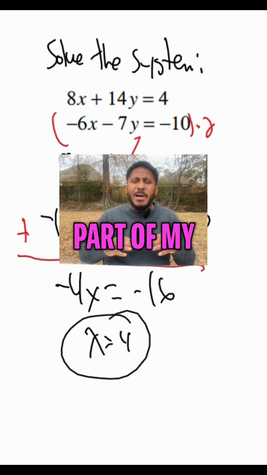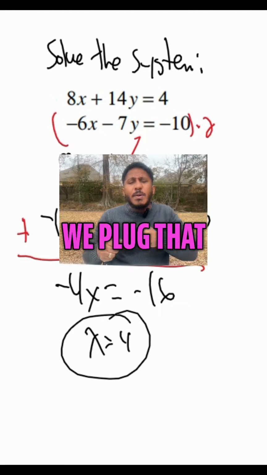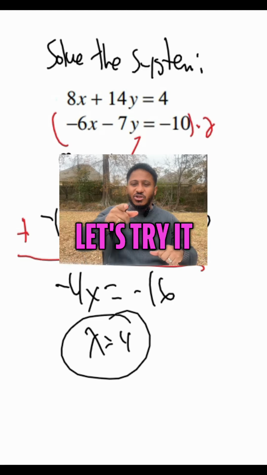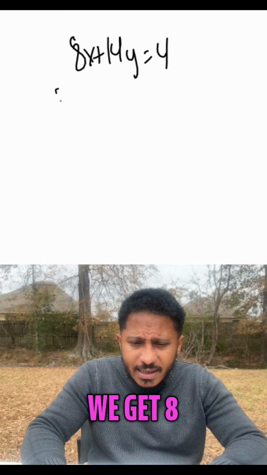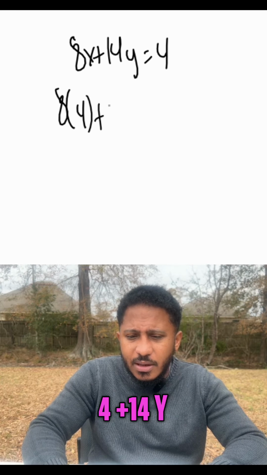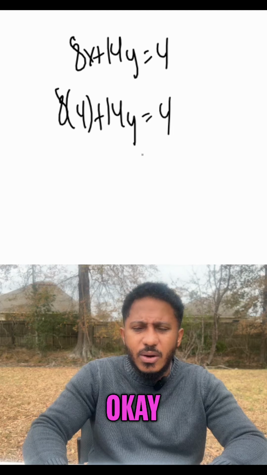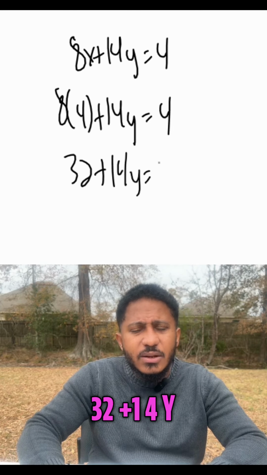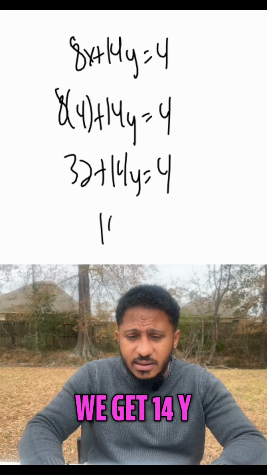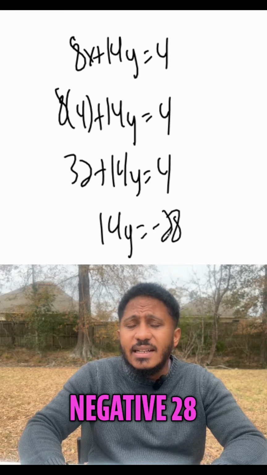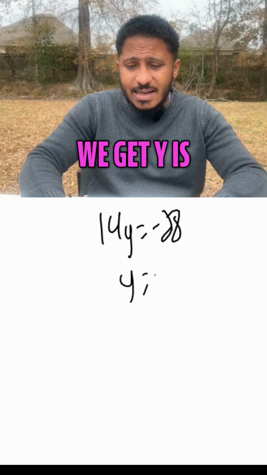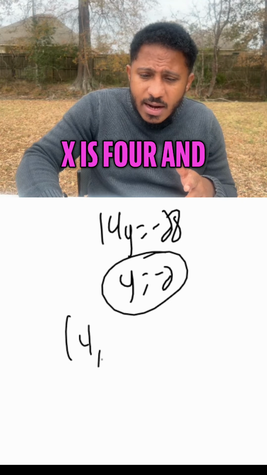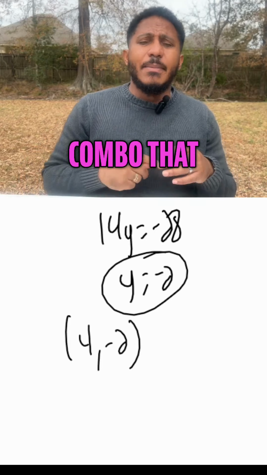So that's the x part of my xy combo. To find the y part, we plug that back into one of the equations. Let's try it. So now when I plug in x equals 4, we get 8 times 4 plus 14y equals 4. Okay, now solve for y. So this is 32 plus 14y equals 4. Subtracting 32, we get 14y equals negative 28. Divided by 14, we get y is negative 2. Okay, so I found the xy combo, that is x is 4 and y is negative 2. I found the xy combo that makes both equations true.